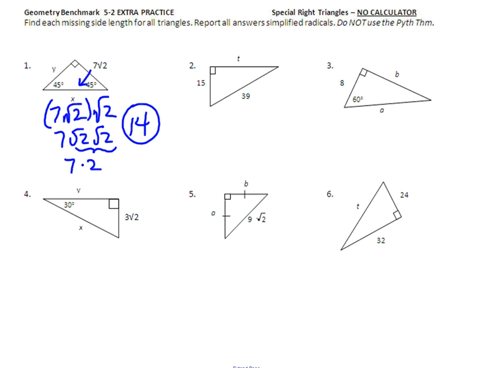Our y value is the same as the original, because, again, we're thinking of this as being half of a square. So that's 7 square roots of 2.